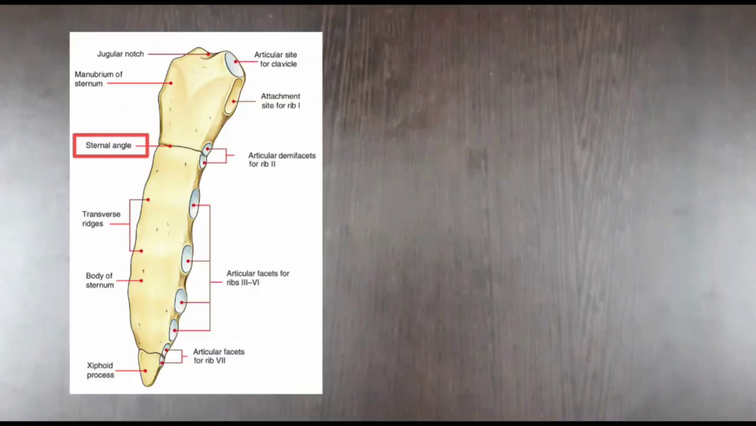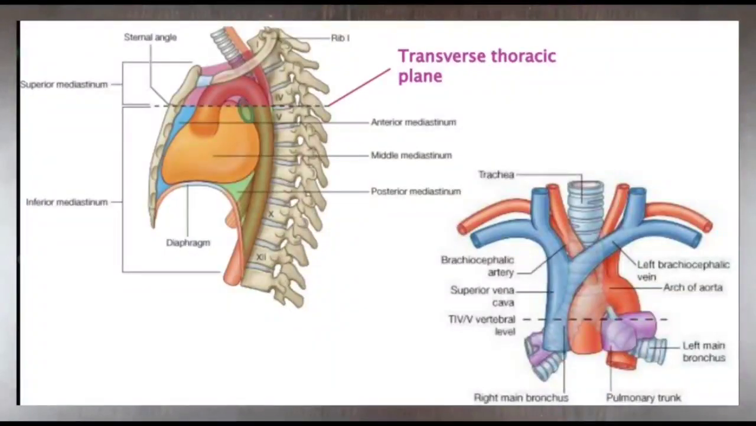Sternal angle. Sternal angle is an important surface bony landmark. It can be felt as a transverse ridge on the sternum about 5 cm below the suprasternal notch. The changes that occur at this level are: the 2nd costal cartilage articulates on either side with the sternum at this level, and hence this level is used for counting the ribs.